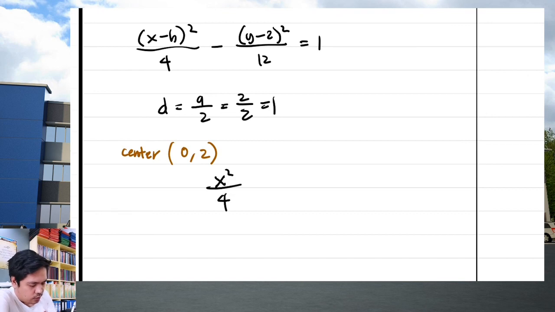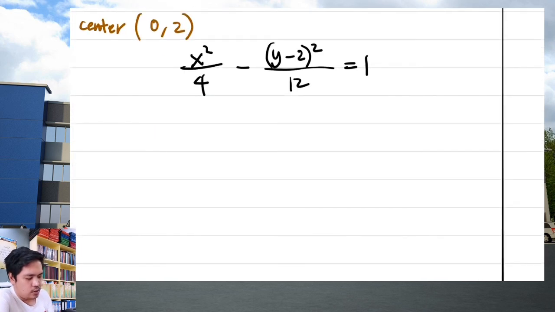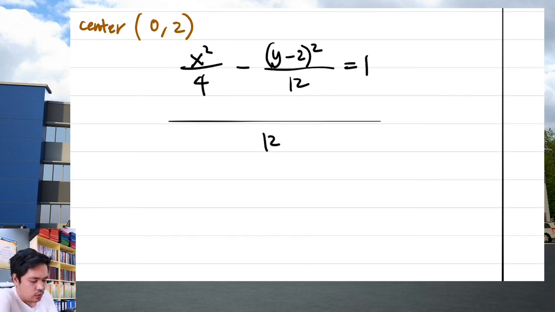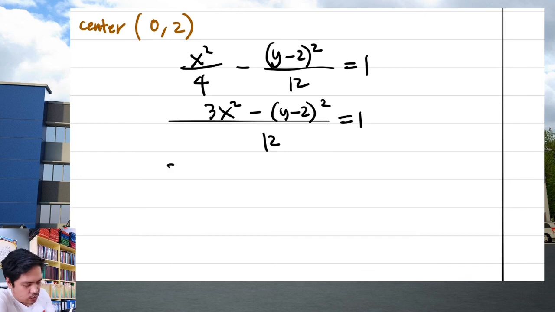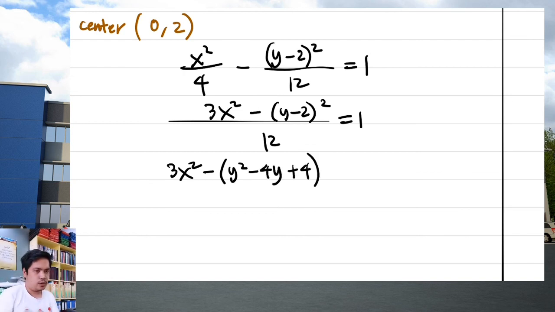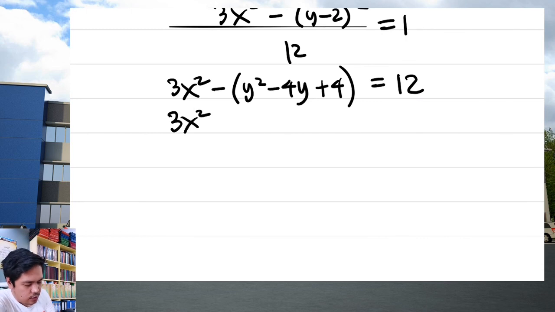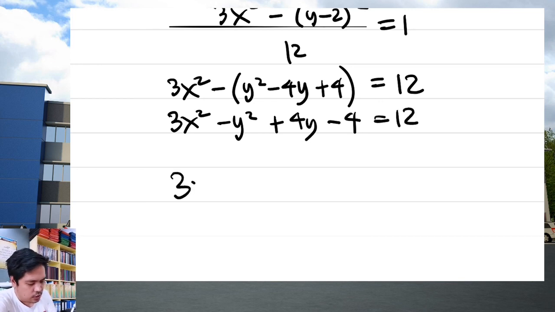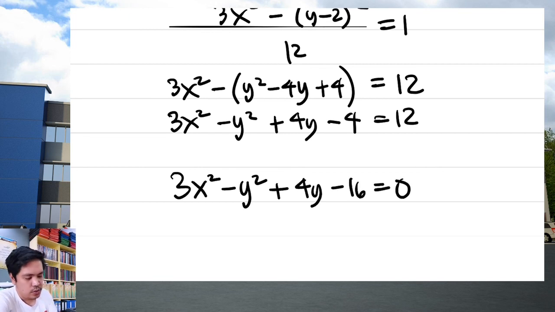So, we'll have x squared over 4 minus (y minus 2) squared over 12 equals 1. So, getting the LCD, that would be 12. 12 divided by 4 is 3. So, 3x squared minus (y minus 2) squared is equal to 12. So, 3x squared minus y squared plus 4y minus 4 equals 12. So our answer is 3x squared minus y squared plus 4y minus 16 equals 0. So this is now our answer.